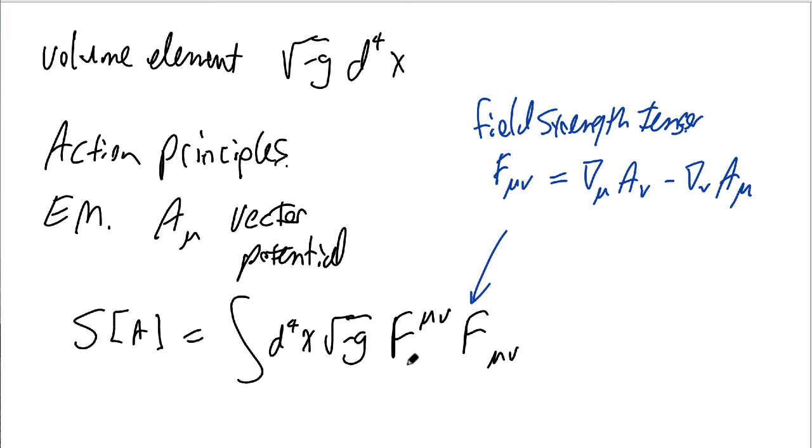And I'll also remind you that this is the definition of F with the lower indices, and F with the upper indices is obtained by raising those indices. So this is just shorthand for g^(mu alpha) g^(nu beta) F_alpha beta.